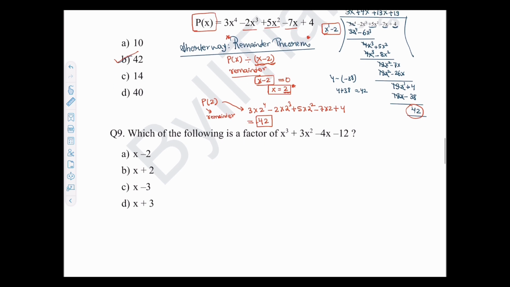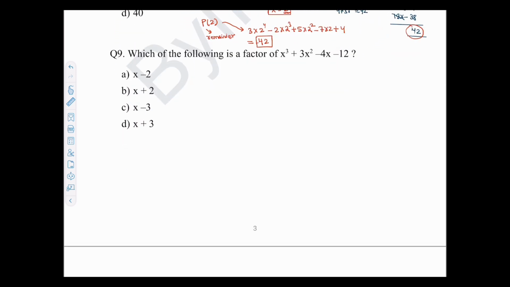Now let's move ahead. A similar kind of question: which of the following is a factor of this polynomial? So our polynomial is given to us, which is x cubed plus 3x squared minus 4x minus 12, and I have to find out its factor.